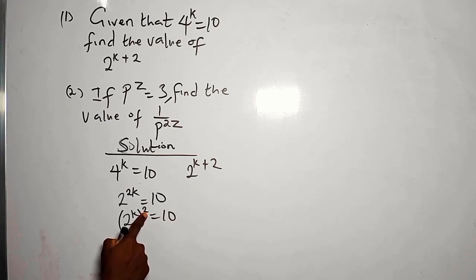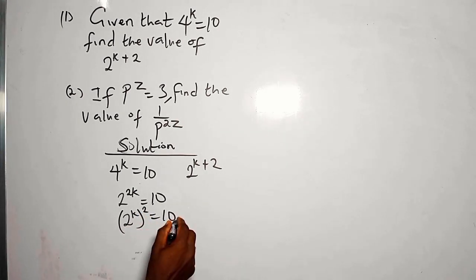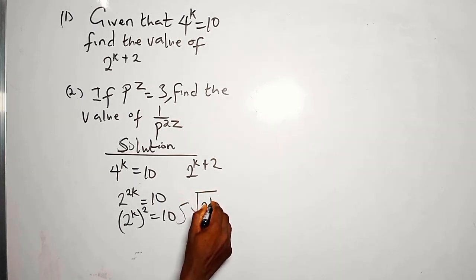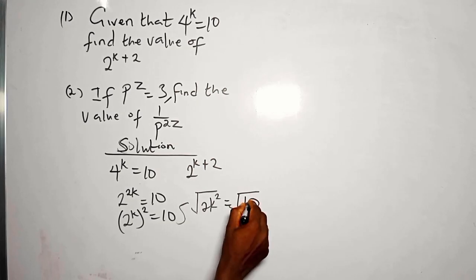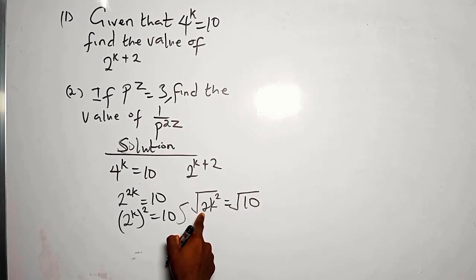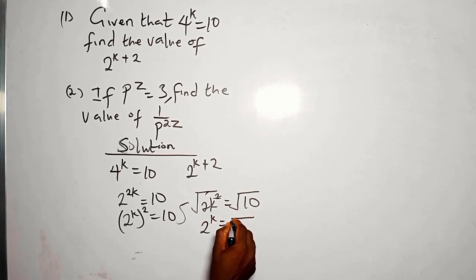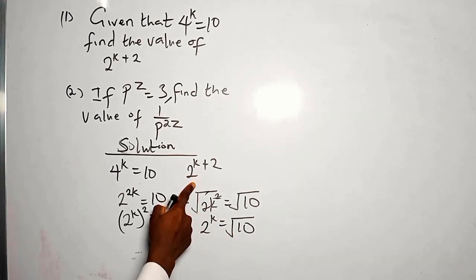To take care of this, we take the square root of both sides. So by the time we do that, we have the square root of 2 raised to power k squared equals the square root of 10. So we have 2 raised to power k equals the square root of 10. So this determines the value of what 2 raised to power k represents. So let us come back here.